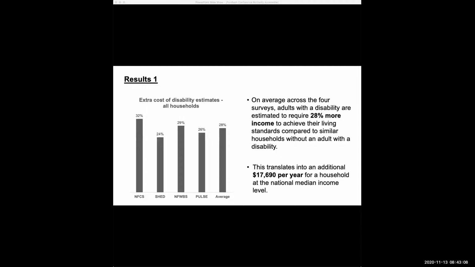And then one of the other main pieces of information that we would like you to leave with is what that 28% might translate to in the real world for families with disabilities. At the national median income in the US, an extra 28% means that households with a disability would need an additional $17,690 per year to maintain the same standard of living as a comparable household without a disability.